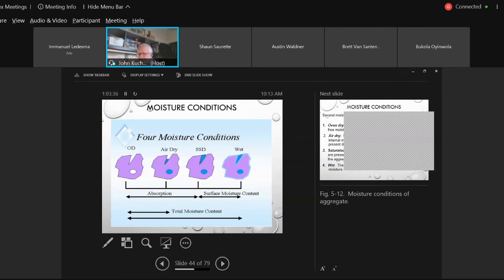This moisture conditioning is important because remember when we were talking about specific gravities, you calculated oven dry, you calculated SSD, and you're now looking at calculating the apparent also. And these are the moisture conditions related to the specific gravities that we'll be looking at.